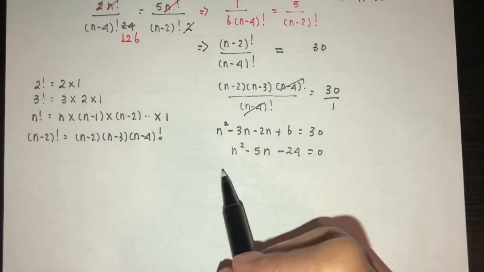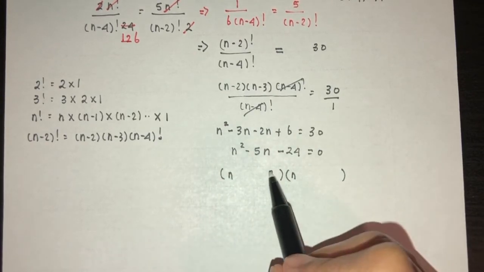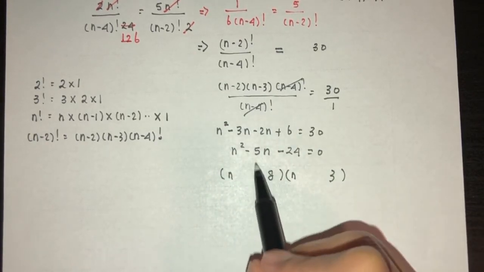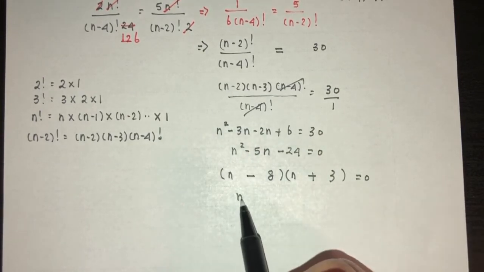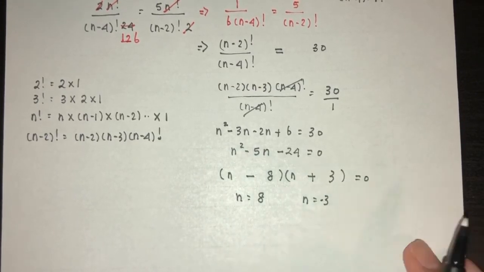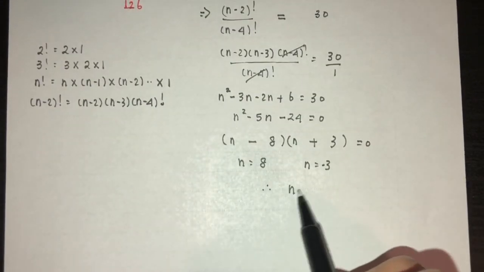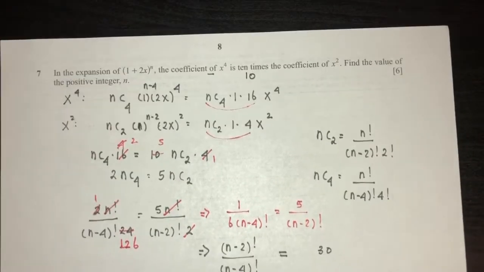Now we have to factorize to find the value of n. That will be n times n. 8 times 3 become, to get minus 5, we have to have minus 8 plus 3. So n can be 8, n can be minus 3, sorry. So n can only be positive, so n will have to be the value of 8. Okay, and that is your answer for question number 7.